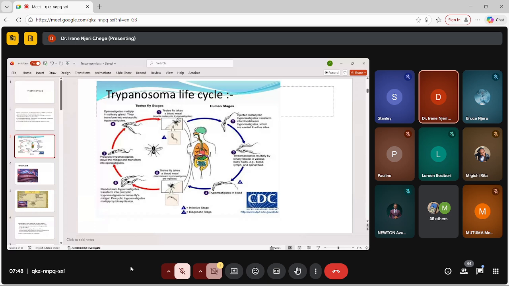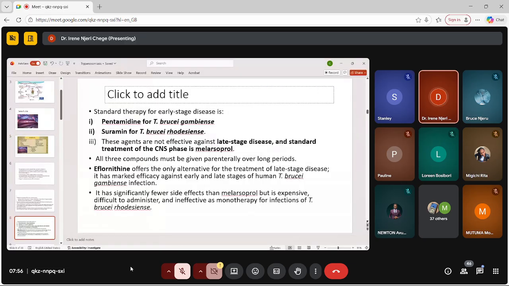That is why once we have CNS involvement, you need a drug that can cross the blood-brain barrier. So in late-stage disease, where you have got CNS involvement, we use a drug known as melarsoprol for CNS disease. And just to tell you, it's a drug that can itself cause fatal reactive encephalopathy in about 5% of patients treated with it.